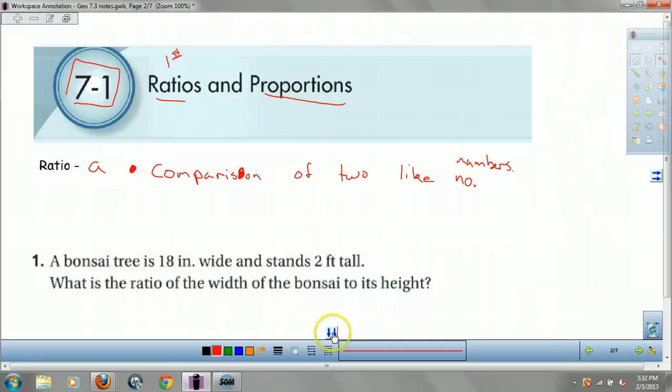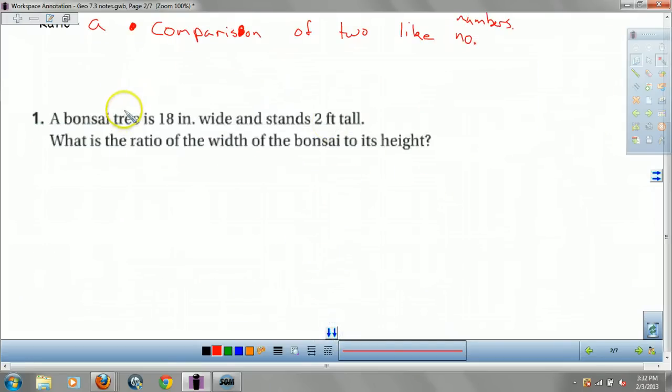For example, a bonsai tree is 18 inches wide and it stands 2 feet tall. What is the ratio of width of the bonsai to its height? Now, first things first, this is in inches, this is in feet. So I'm going to do a quick conversion. How many inches in a foot? Well, there's 12. So 2 feet equals 24 inches. Okay? So let's change this to 24 inches tall.